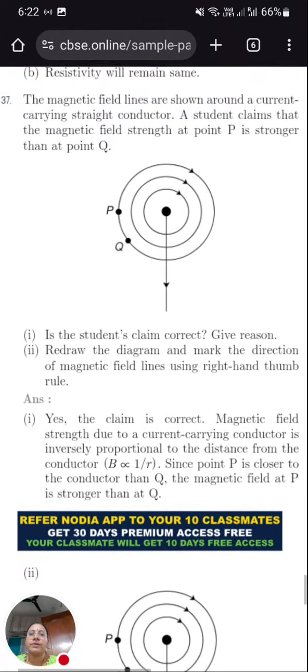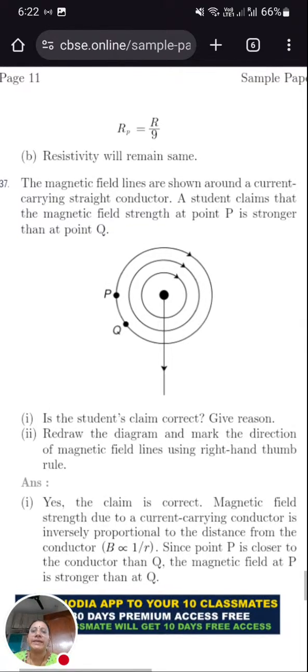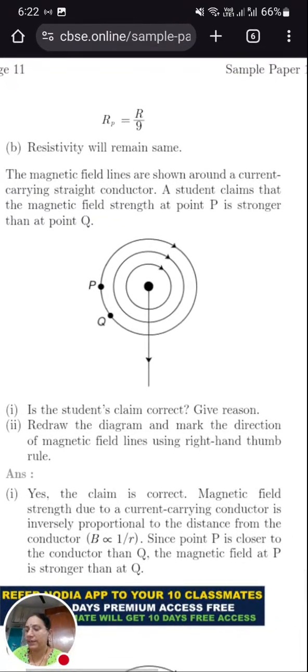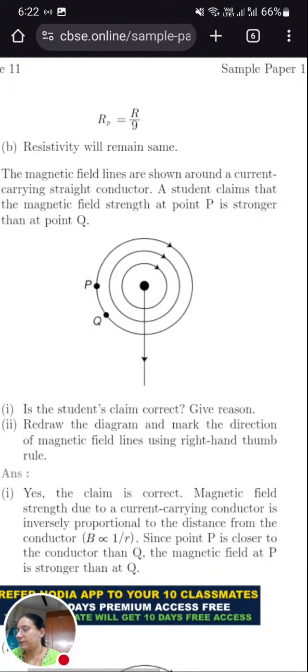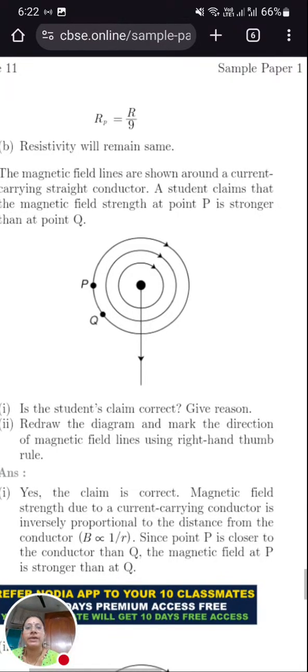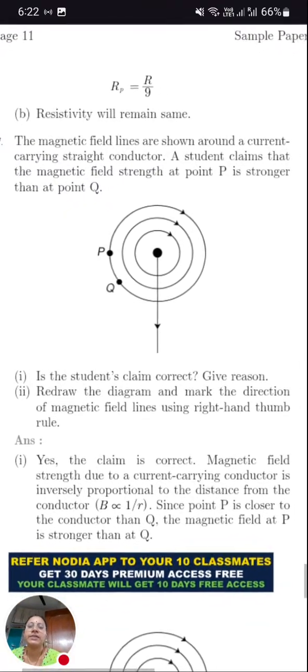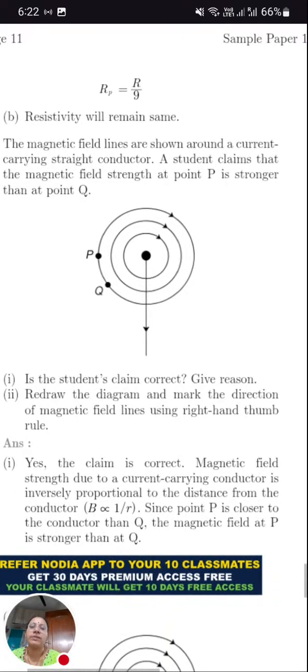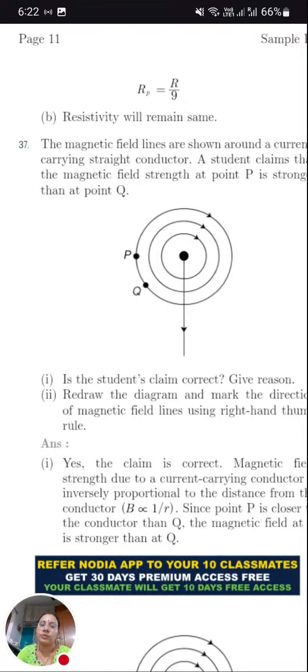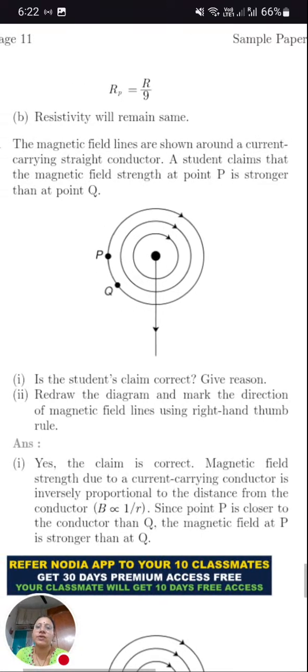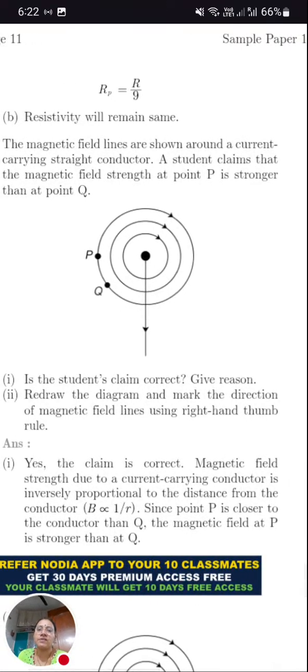So here the question is: the magnetic field lines are shown around a current carrying straight conductor. A student claims that the magnetic field strength at point P is stronger than at Q. If you recall, when we draw a curve, the field line strength decreases as we move away. So the student is saying they are stronger at P compared to Q. Is the student's claim correct?